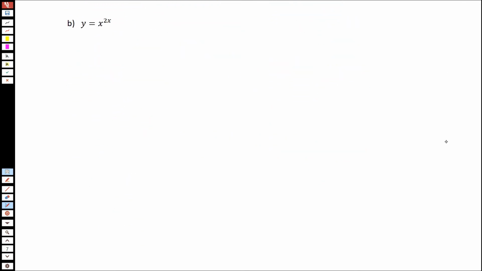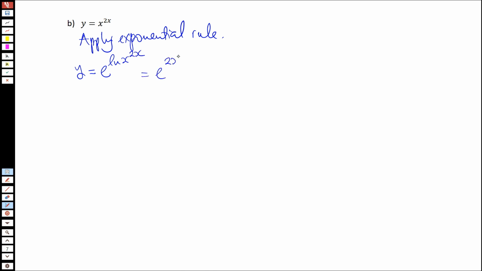Part B, we have this function. Now here, similarly to what we just did previously, we can apply the exponential rule to rewrite it so that we can differentiate it easily. So if you apply the exponential rule to rewrite this function, you'll have y equals e to the power of ln x to power 2x, which can be written as e to power 2x ln x.